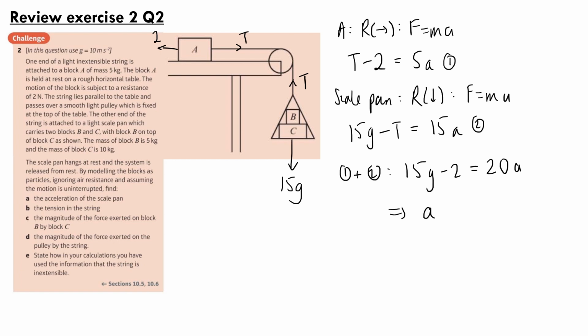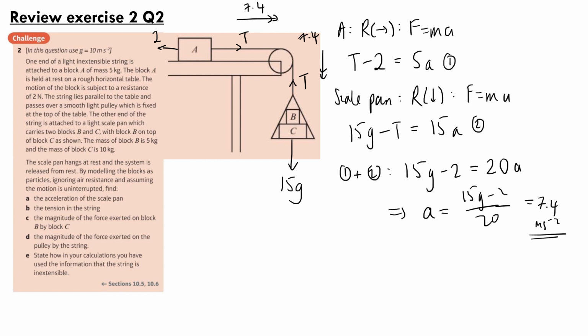So we see that the acceleration is equal to 15g minus 2 over 20, and using g equals 10 as we're told to in the question, we have 150 minus 2 over 20, and that gives us 7.4 meters per second squared. And as the string is inextensible, we know that the acceleration will be constant throughout the entire system. So the acceleration is 7.4 going in this direction, and also 7.4 going in this direction.